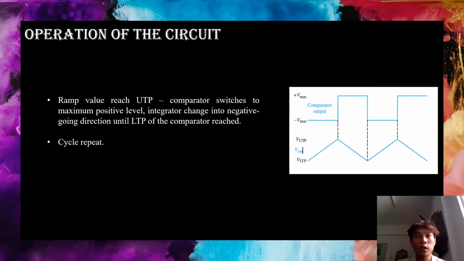Okay, so now I will continue the operation of the circuit from Song Kayun. As we know, when the ramp voltage reaches the UTP, which is the upper trigger point, the comparator switches to its maximum positive level. This positive level causes the integrator ramp to go in a negative going direction. The ramp continues in this direction until the LTP, which is the lower trigger point of the comparator, is reached. At this point, the comparator output switches back to the maximum negative level and the cycle repeats. This action is explained by the waveforms in the picture.